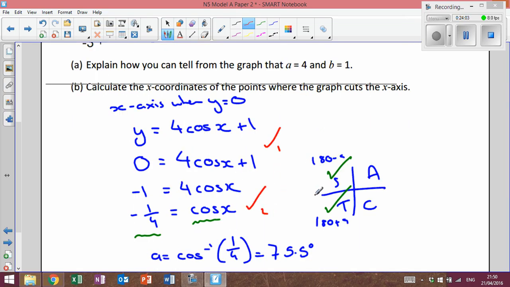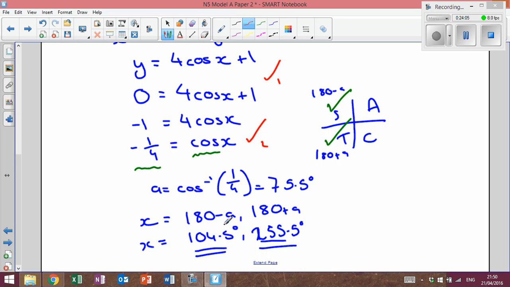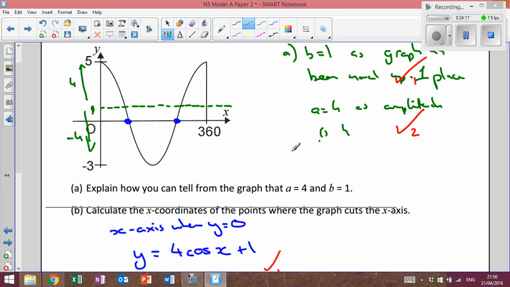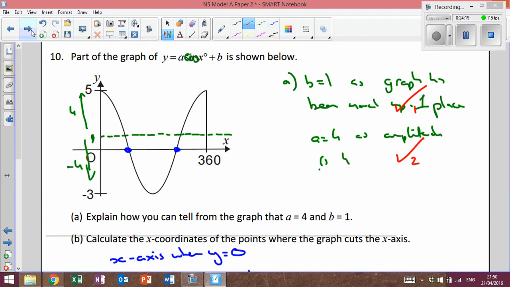Second mark for rearranging. Your third mark will be for 104.5, and your fourth mark will be for 255.5. I've seen marking schemes that give a mark there instead of for one of these, and it may be the case, but either way, that's how we're doing our work.